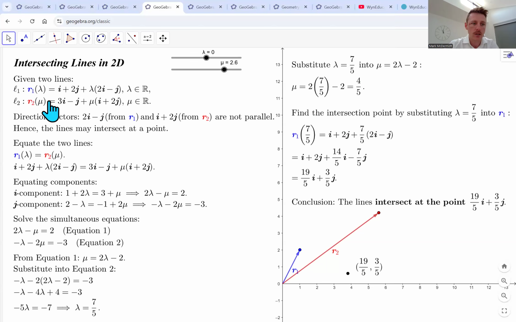Okay, intersecting lines in 2D. So again, we get given two vector equations, R1 and R2. The direction vectors are not parallel. So 2i minus j and i plus 2j are not parallel. So the lines may intersect at a point.